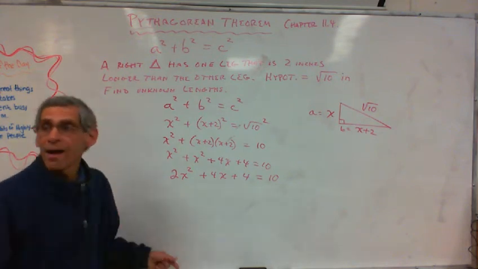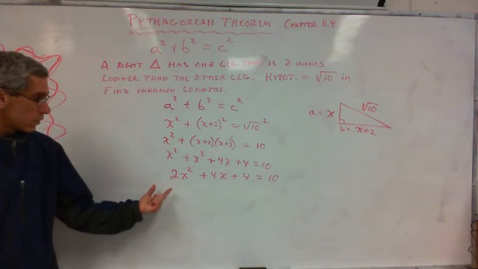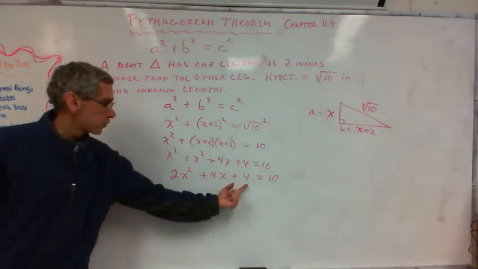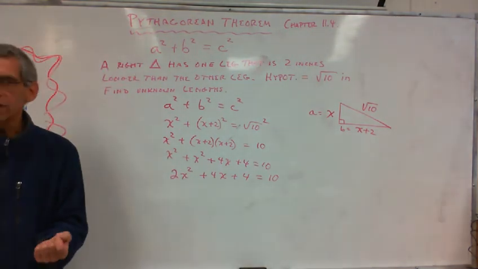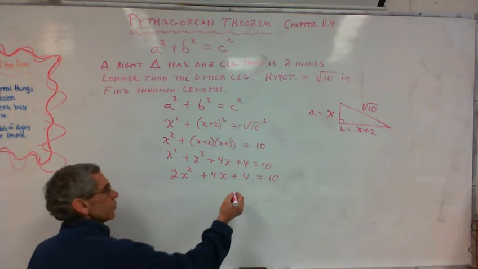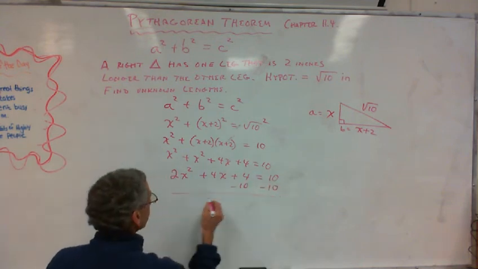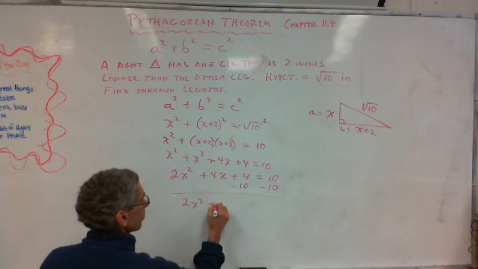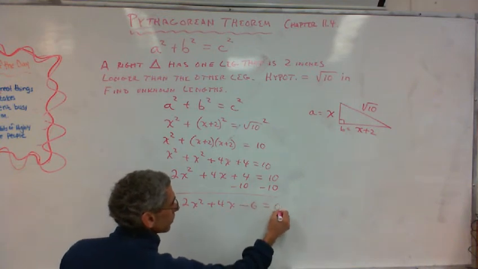What's the first thing? Well, first of all, what do I have? A quadratic. Well, not quite. You need to subtract 10. You almost have a quadratic trinomial, but I have that 10. And what is the general rule of thumb? You want it to equal 0, right? So we're going to subtract 10. So we have 2x squared plus 4x minus 6 equals 0.